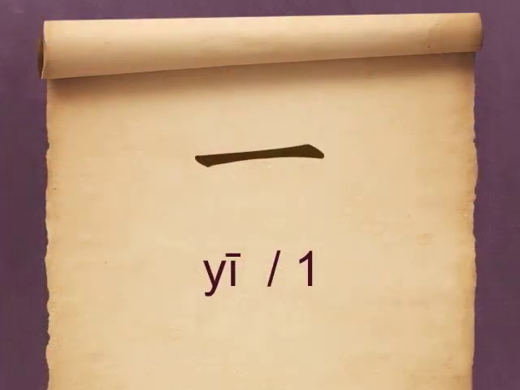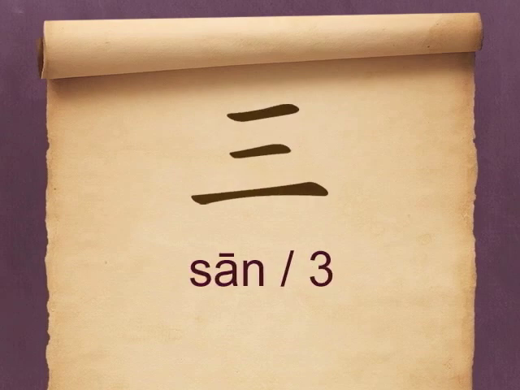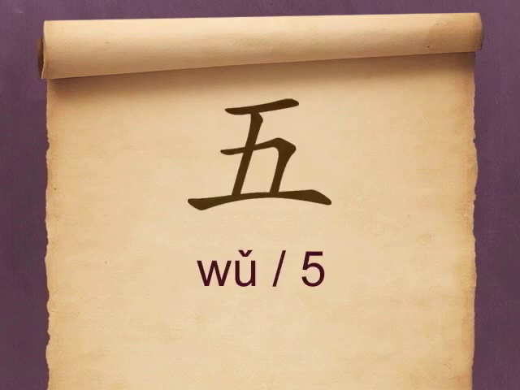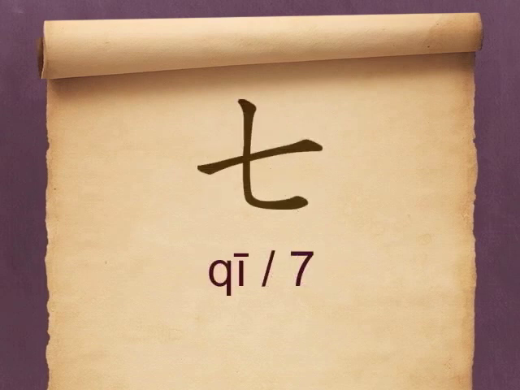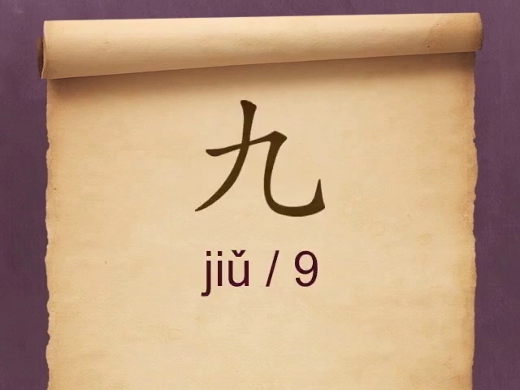Count from 1 to 10 with me in Chinese. 1, 2, 3, 4, 5, 6, 7, 8, 9, 10. Let's count again. See if you can recite the numbers without your notes. Let's say them again. 1, 2, 3, 4, 5, 6, 7, 8, 9, 10.